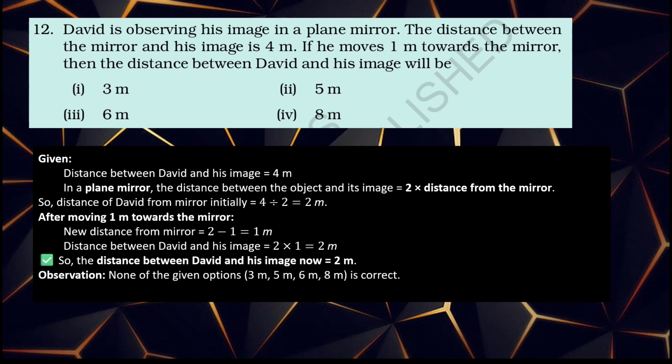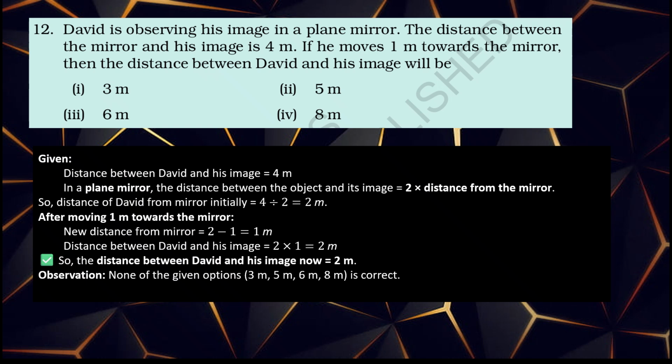12th, David is observing his image in a plane mirror. The distance between the mirror and his image is 4 meters. If he moves 1 meter towards the mirror, then the distance between David and his image will be: first option is 3 meters, second option 5 meters, third option 6 meters, fourth option 8 meters.